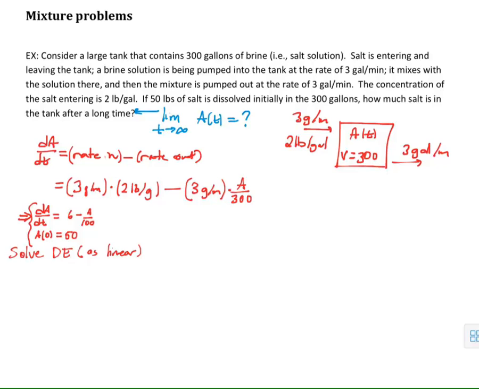In other words, I can write it like this. dA/dt plus, and I'm going to move the A term over to the left-hand side. And I'm going to even write it like this, so I can see it as a coefficient. Since it's A over 100, that's 1/100th of A, equals, and leave the 6 on the other side. See how that now looks linear?